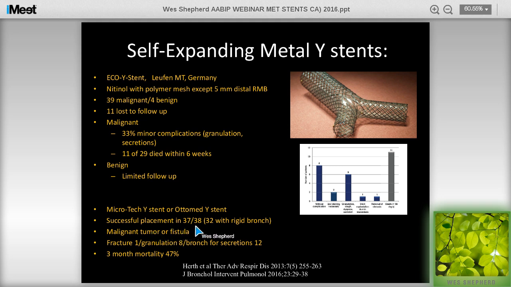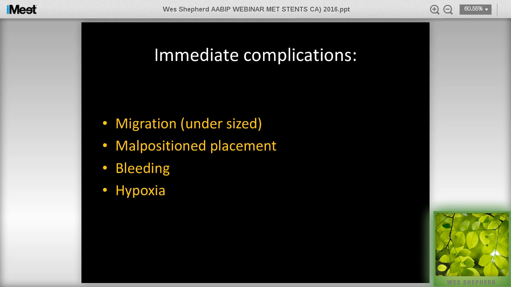And again, a second series with 38 patients for a malignant tumor with one case of fracture. About 25% had granulation tissue, and several required bronchoscopy for secretions. But again, these are stents that are in development or already on the market in some other areas of the world.